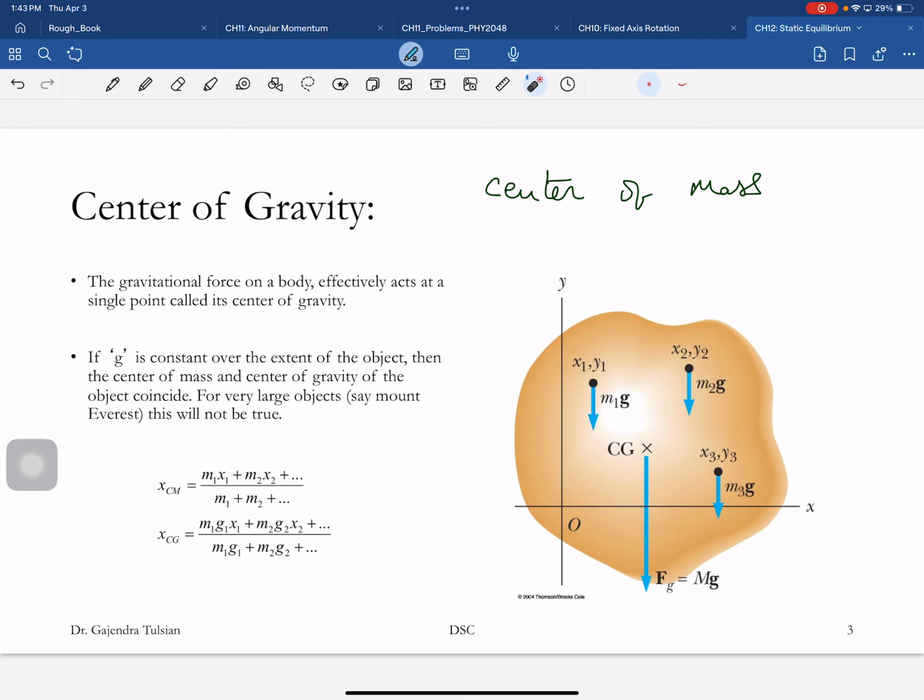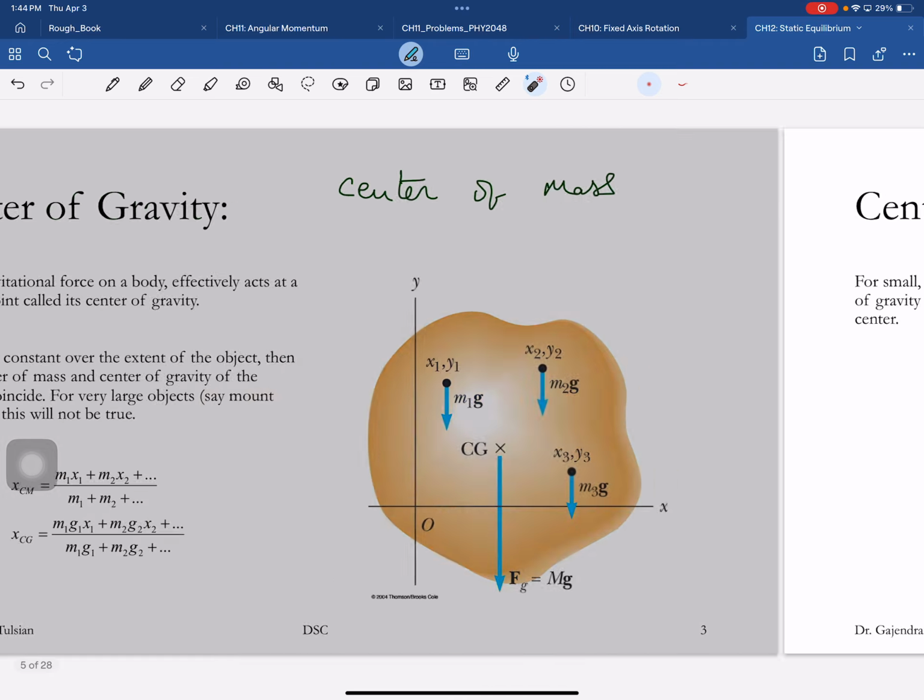So the only way center of mass and center of gravity differ is if it's a very large object. G is 9.8 here, but if you went up by 100 miles, then G would be slightly different. That's the point. So that's what this formula is, and if G is the same everywhere, then it would cancel, and this formula would be exactly the center of mass formula.